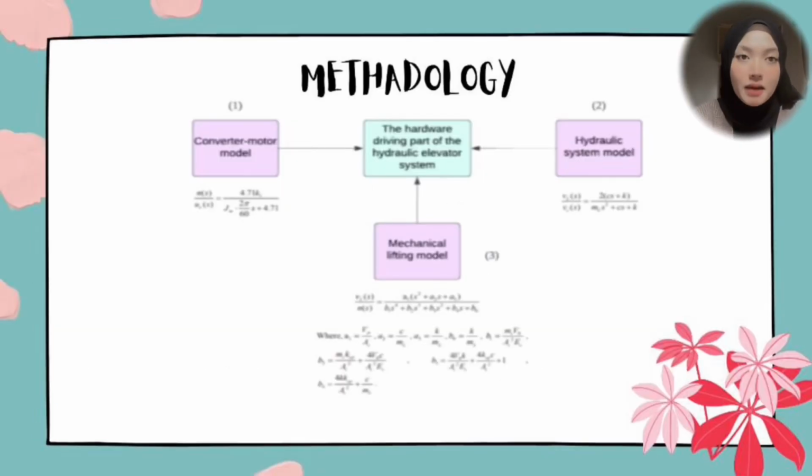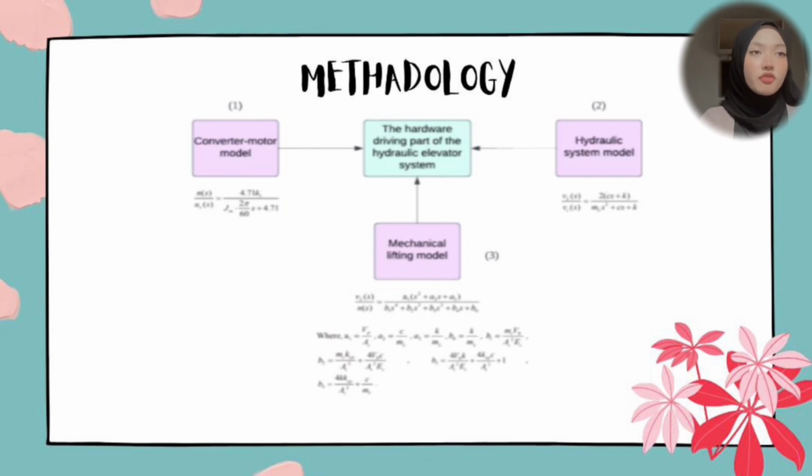Okay, for the next part, this is the hardware driving part of the hydraulic elevator system and also the equations. The first one is the converter motor model. The second one is the hydraulic system model. The last one is the mechanical lifting model. First equation, which is the converter motor model.